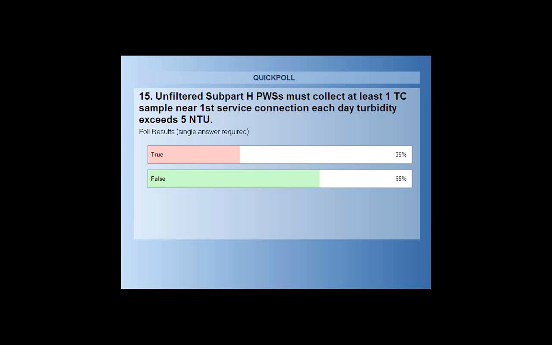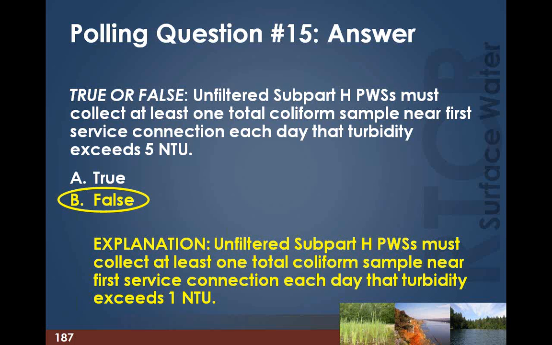And the majority of attendees have responded with false. And that is the correct answer because it exceeds 1 NTU. So each time the subpart H system exceeds 1 NTU, they must collect at least one total coliform sample near the first service connection.